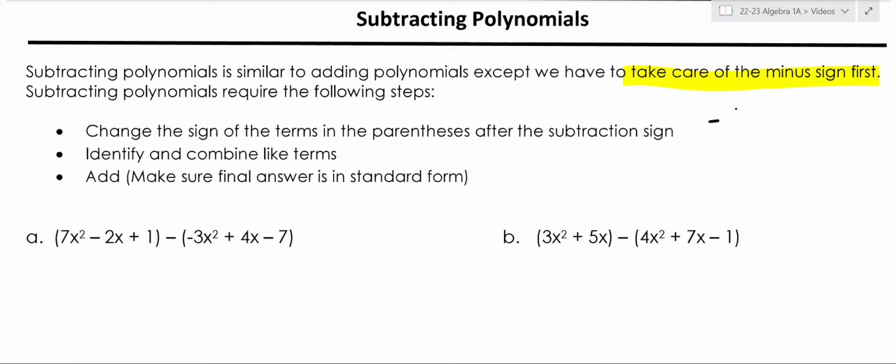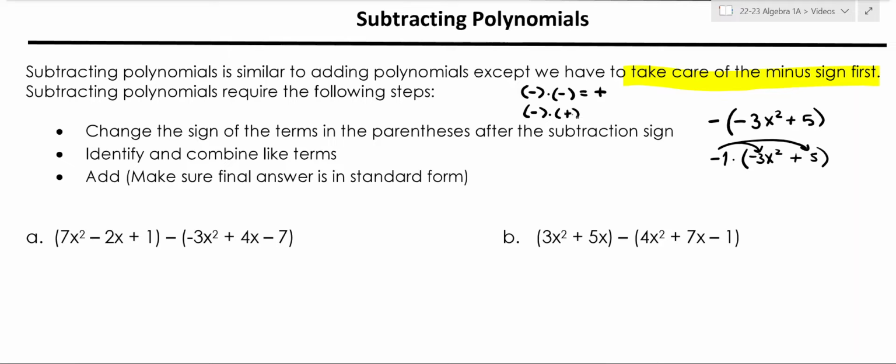So when you see negative (3x squared plus 5), that literally means -1 times (negative 3x squared plus 5). Literally what you're doing is distributing, multiplying by -1. And what happens when we multiply by -1? Negative times negative becomes positive, and negative times positive becomes negative, and it doesn't matter who comes first, commutative property. That's why the signs switch.